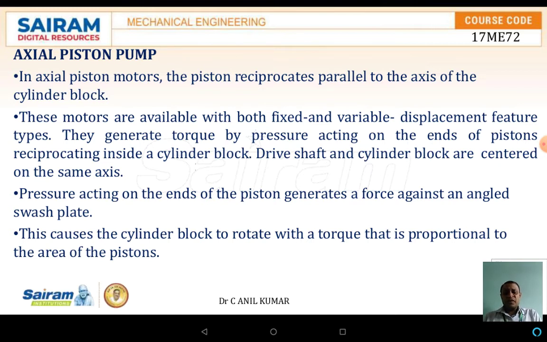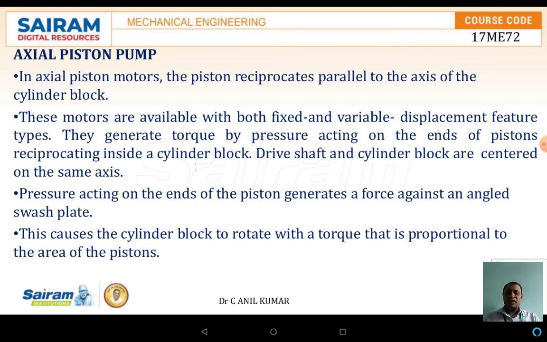In the case of the axial piston pumps, the piston reciprocates parallel to the axis of the cylindrical block. These motors are available with both fixed as well as variable displacement features. They generate torque by the pressure acting on one end of the piston reciprocating inside the cylindrical block, which drives the shaft, and the cylindrical block is centered on the same axis.